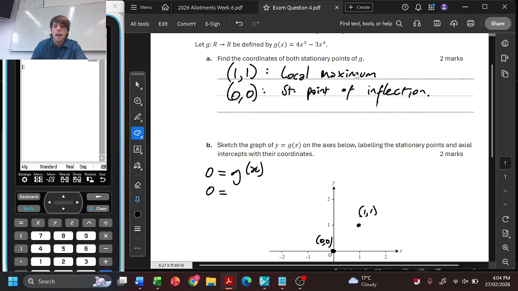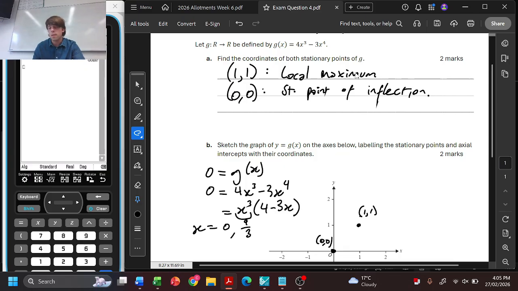Well, we could do that by hand. So we could say that 0 is equal to 4x cubed minus 3x to the 4. I could factor out the x cubed there. We get this, and we can see that our values for x are therefore going to be x equals 0 or 4/3. So that's when this is equal to 0. So that's when x is 0. Or when is this equal to 0? Well, that's when x is equal to 4/3.